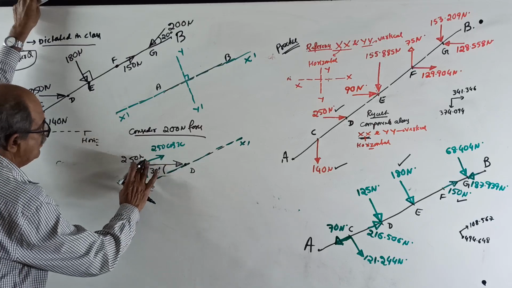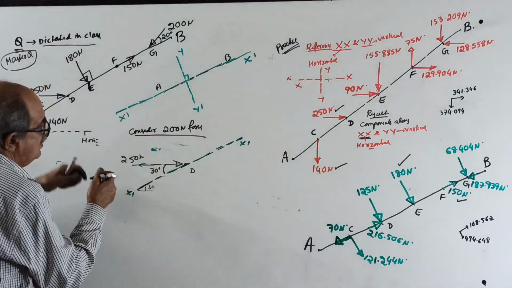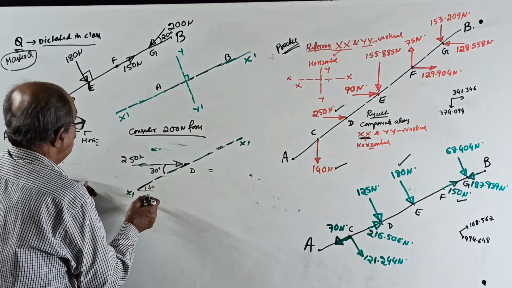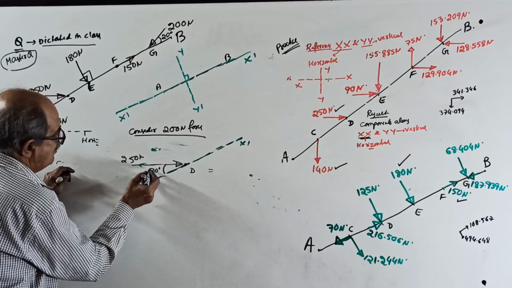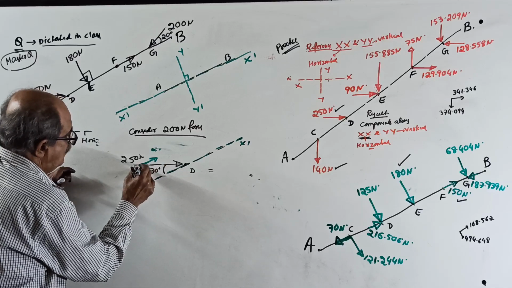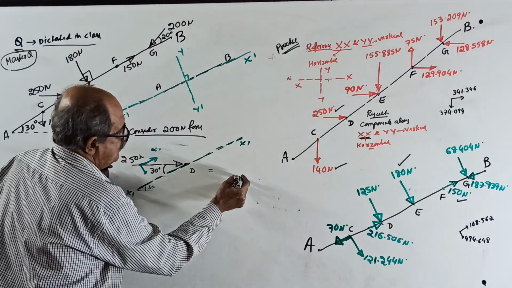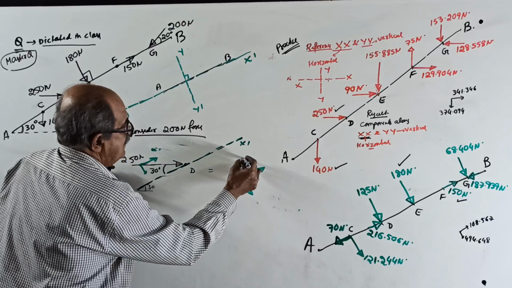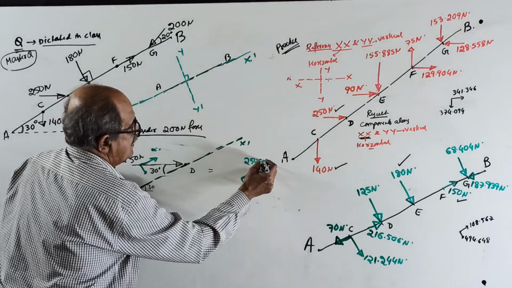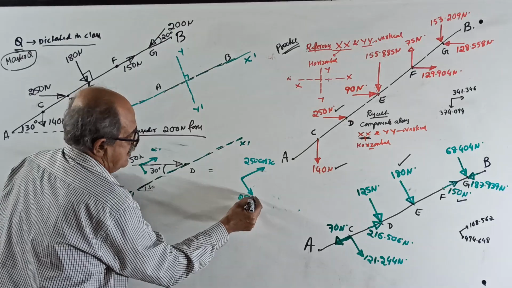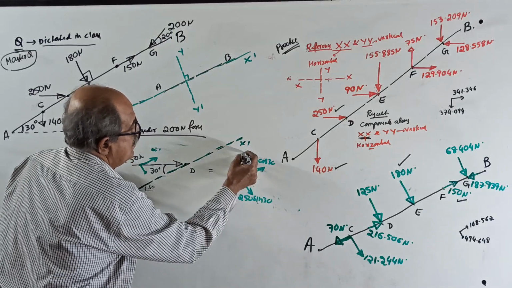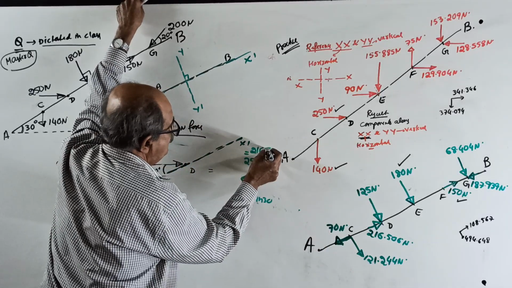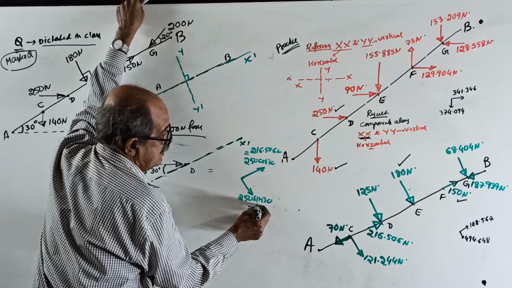I resolved here through the point D. One force this way, one force this way. This is 250 into cos 30, and this is 250 into sin 30. 250 cos 30 is 216.506 Newton, and this is 125 Newton. You don't have to worry.